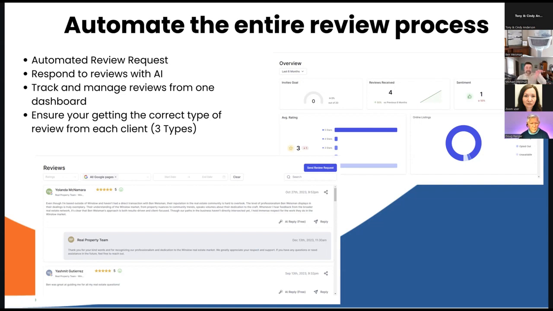And you're doing that from one platform. You don't have to go to the local service platform or go to the business platform. You can get all the reviews from one platform. I think it connects to like the Facebook reviews and other reviews as well.